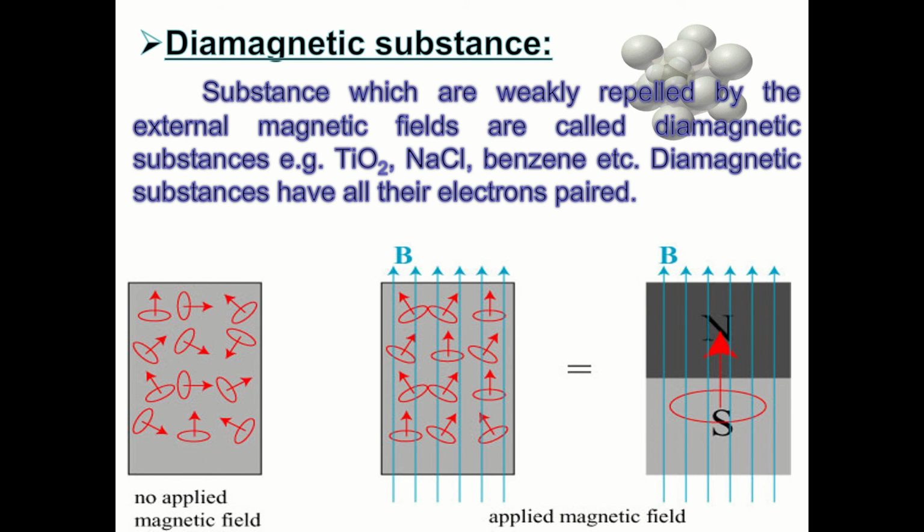Now, the first type of solid on the basis of the magnetic property is the diamagnetic solid or diamagnetic substance. The substances which are weakly repelled by the external magnetic field are called diamagnetic substances. So solids like titanium dioxide, sodium chloride or benzene are diamagnetic in nature. And this property of diamagnetism is because these solids have all their electrons in the paired state.